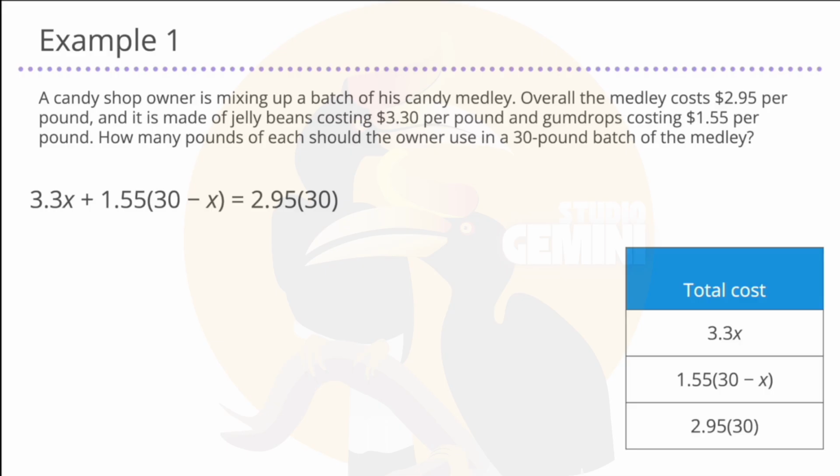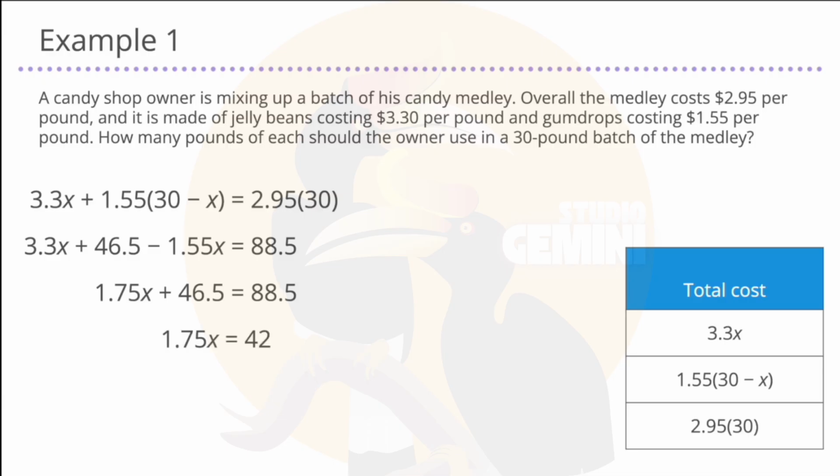Now we can solve. On the left side of the equation, we'll distribute. So we have 3.3x plus 46.5 minus 1.55x. And on the right-hand side, 2.95 times 30 is 88.5. Now we can combine like terms. That gives us 1.75x plus 46.5 equals 88.5. Subtracting 46.5 from both sides gives us 1.75x equals 42. Finally, we'll divide both sides by 1.75 to get x equals 24. That means that the candy shop owner should use 24 pounds of jelly beans.